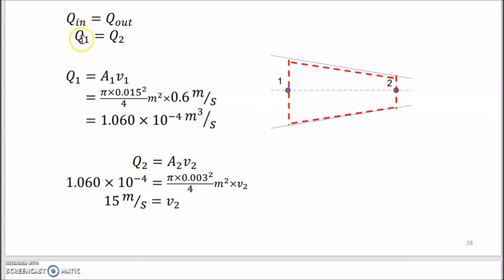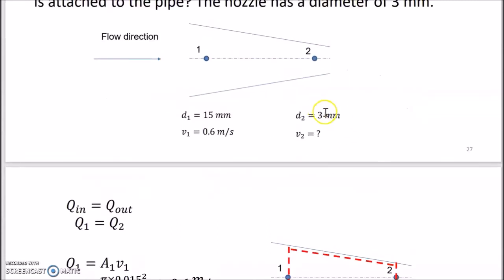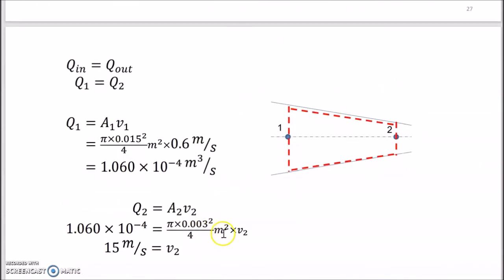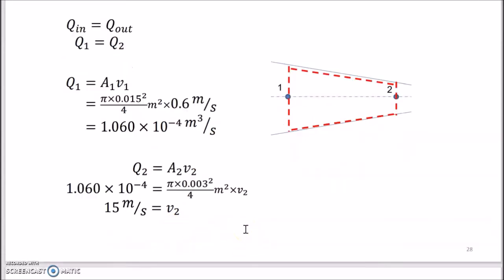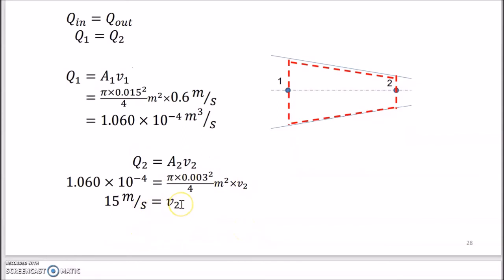Since Q1 equals Q2, we can just use the value of Q1, 1.06 times 10 to the negative 4, inserted into this Q2. Therefore 1.06 times 10 to the negative 4 equals the area of section 2, given diameter 3 mm. So we convert to meters and calculate the area of section 2 times the unknown V2, so that we can calculate the velocity 2, and it is given as 15 meters per second.